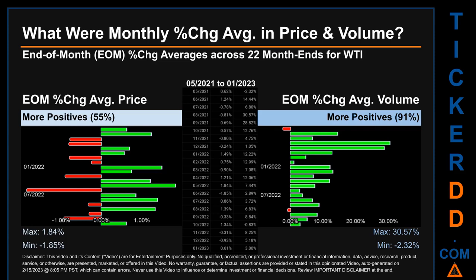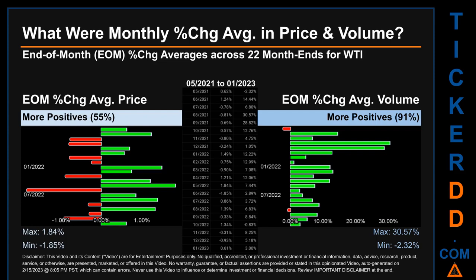From 05/2021 to 01/2023, 12 out of 22 month ends had a positive percentage change in average price. That is 55% of month ends saw a positive percentage change in average price. In terms of volume, 20 out of 22 month ends had a positive percentage change. That is 91% of month ends saw a positive percentage change in average volume.